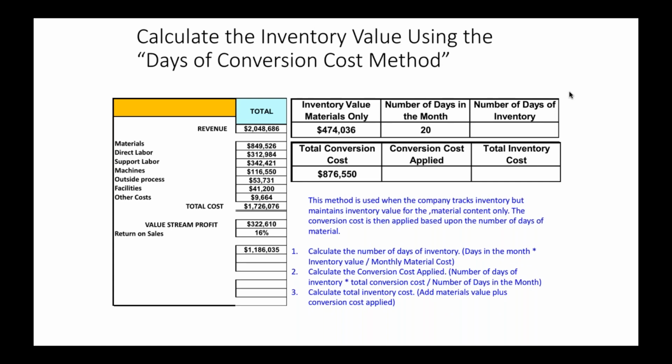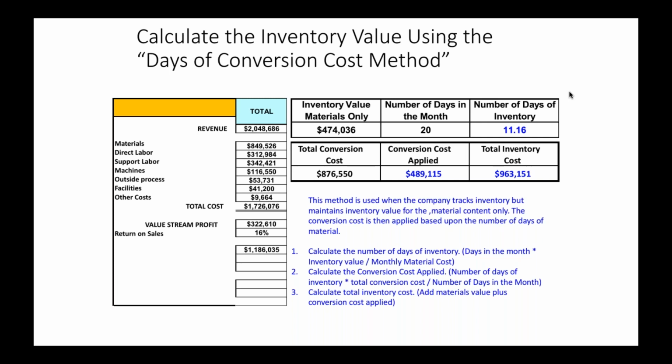If you're looking at the days of conversion cost method, we know our inventory value for materials is $474,036. That comes from the previous calculation that we did. We have 20 days in the month, and the number of days of material inventory is 11.16. So what we do to get our conversion cost is we take the ratio of the number of days of inventory over the total days.